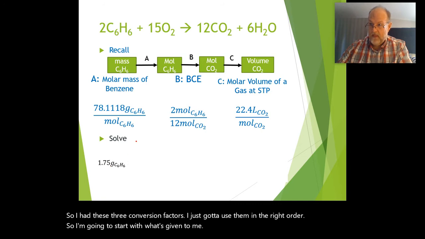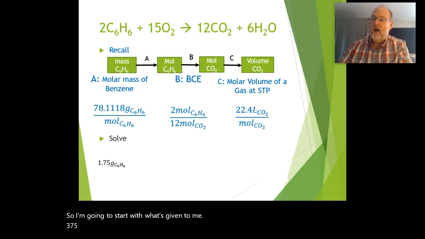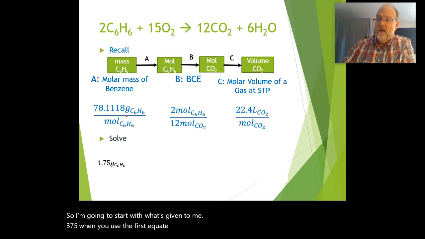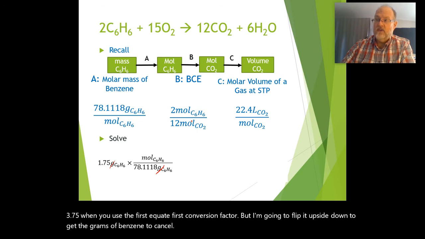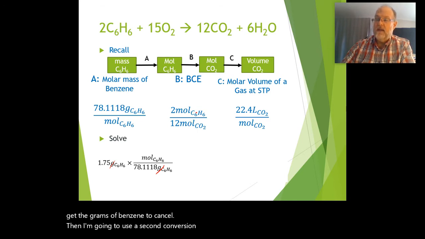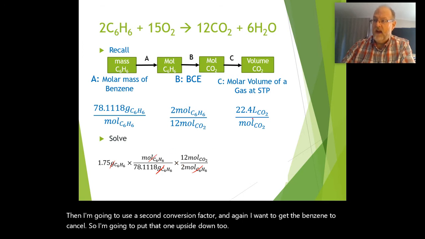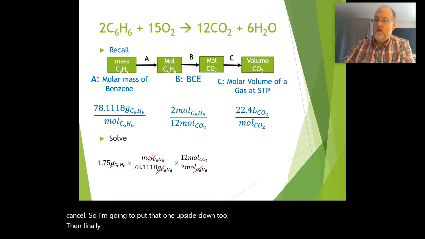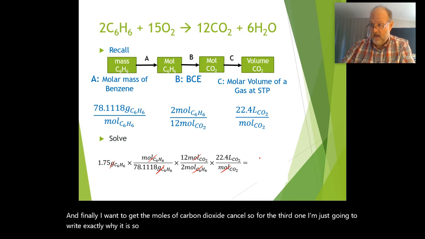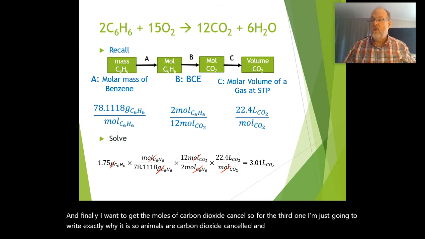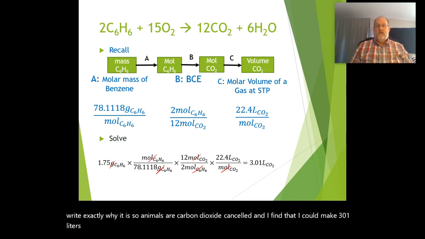I'm going to use the first conversion factor, but I'm going to flip it upside down to get the grams of benzene to cancel. Then I'm going to use the second conversion factor. And again, I want to get the benzene to cancel, so I'm going to flip that one upside down too. And then finally, I want to get the moles of carbon dioxide to cancel. So for the third one, I'm just going to write it exactly the way it is. So my moles of carbon dioxide cancel. And I find that I can make 3.01 liters of carbon dioxide.